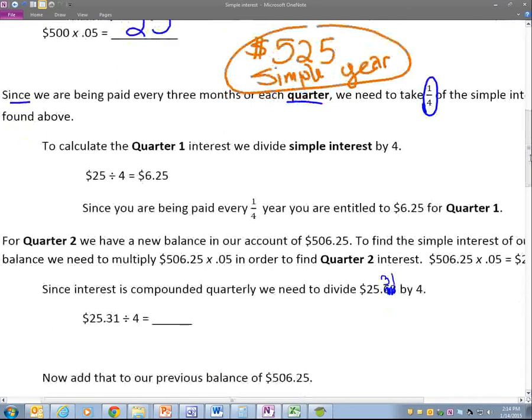Okay. So what we have to do, to calculate what we got for quarter one, is take the simple interest and divide it by 4. We found that it's $25 just above for the simple interest. That would be a whole year, but it's a quarter of the year, so we have to take a quarter of the interest. So we do 25 divided by 4 and got 6.25. So I want you to do that calculation, please.